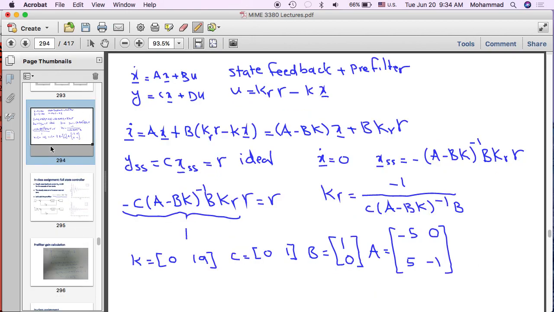So you have everything to do the calculation. I'm going to give you a minute. Do this calculation, please. Find A minus BK, find its inverse, pre-multiply it by C, post-multiply it by B. That would be a number. Then take -1 and divide it by that number. See if you get KR to be 20. I'll give you a minute.